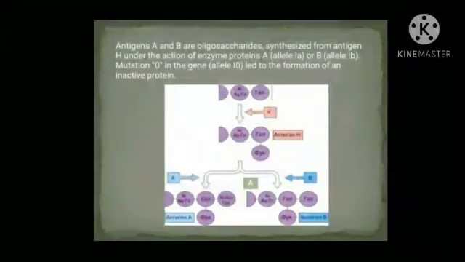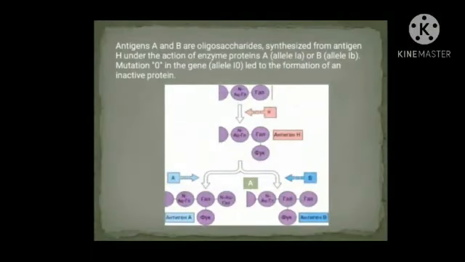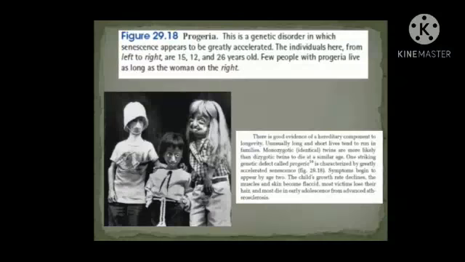In this slide you will see a scheme where antigens A and B are oligosaccharides synthesized from antigen H under the action of enzyme proteins A or B. The zero mutation in the gene leads to the formation of an inactive protein. Next, a very sad and very interesting disease, it is progeria. This is a genetic disorder in which senescence appears to be gently accelerated.